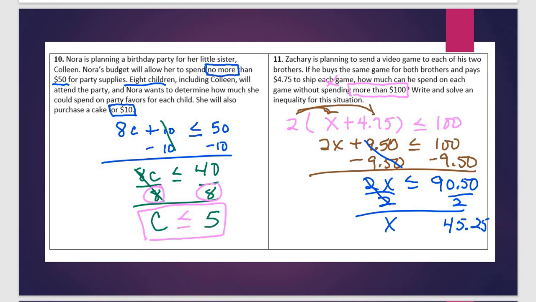And ask yourself this question: did I multiply or divide both sides by a negative number? Right here, we're going to check. The answer is no. So keep the symbol the same right here.